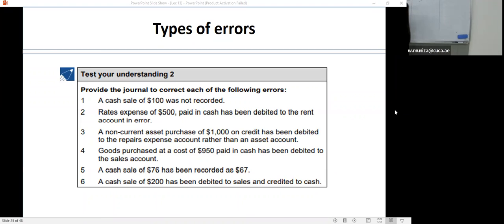They say a cash sale was not recorded. Wholly you have not recorded this accounting entry. So in order to rectify this mistake, what you are going to do, you are simply going to pass this accounting entry now. Debit cash, credit sales account with an amount of $100.